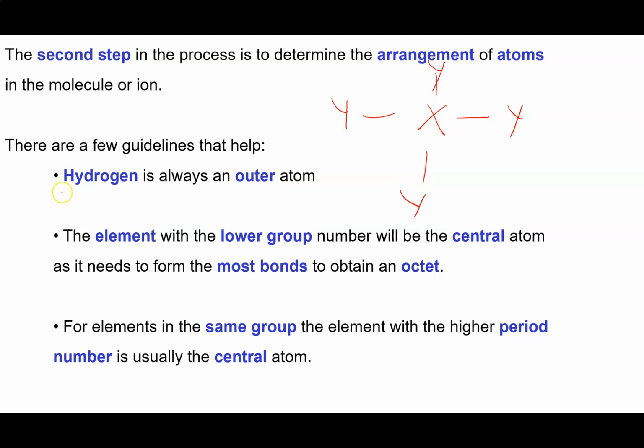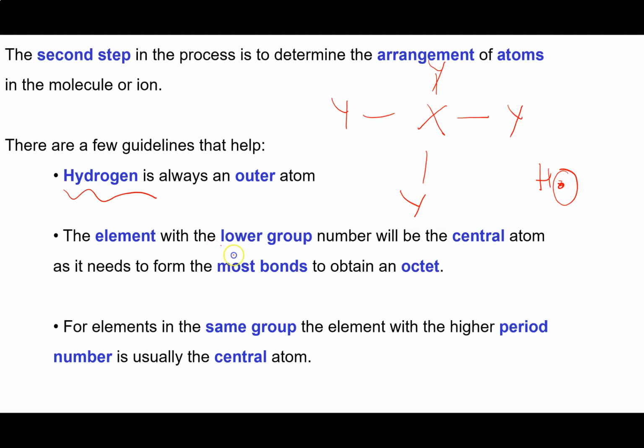So what we know is that hydrogen will always be an outer atom. And the reason is hydrogen has just 1 valence electron, so it can only form 1 connection to another atom. So it can't be in the middle and form multiple connections. So hydrogen, we're always going to put it on the outside. And from there, deciding the rest of the sequence is relatively simple.